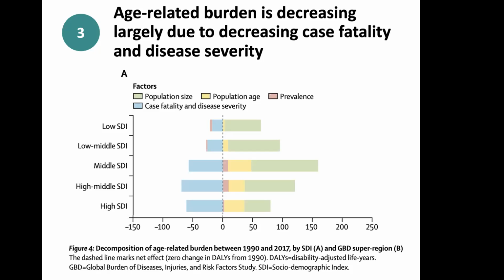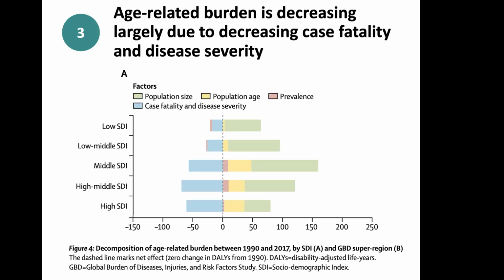Typical discussions around population aging involve conversations about the changing size and age structure of older populations. This is partly supported by our analysis, which found that the increasing size of the adult population, the green bar, is one of the largest factors associated with increasing age-related burden between 1990 and 2017. However, far less attention has been placed on the variation in prevalence and disease severity.